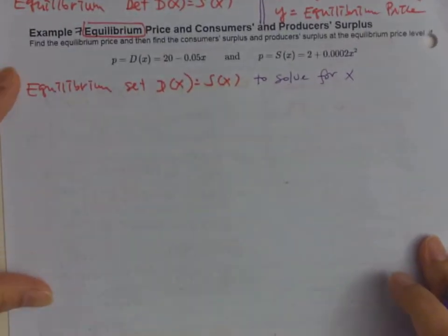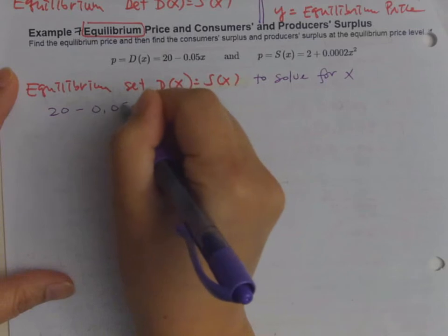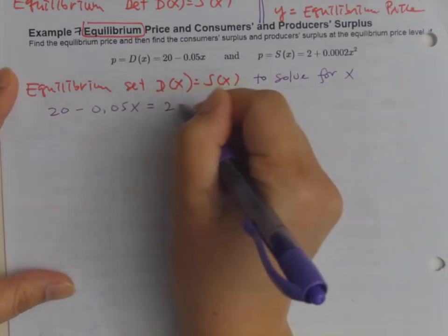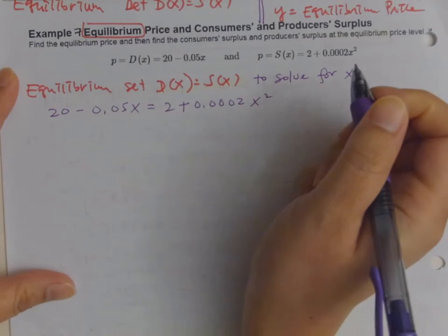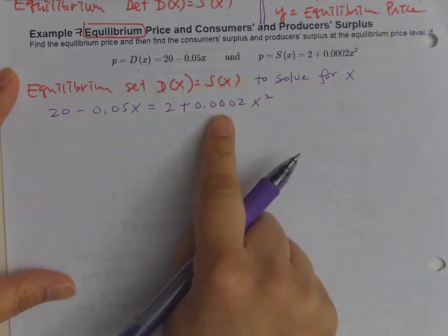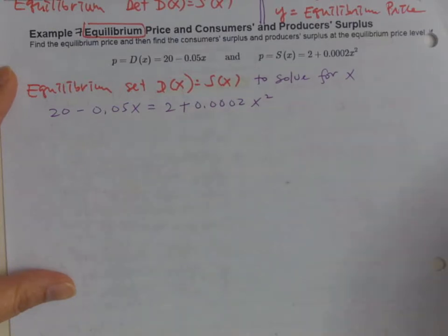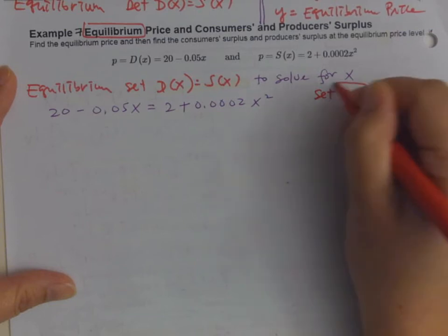Okay, so let's see. We've got 20 minus 0.05x equal to 2 plus 0.0002x squared. Because the highest power is x squared, it's a quadratic, so it would be helpful if we set that equal to 0. So we may need to factor.